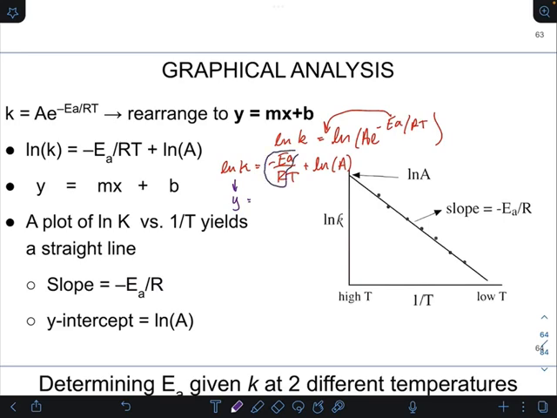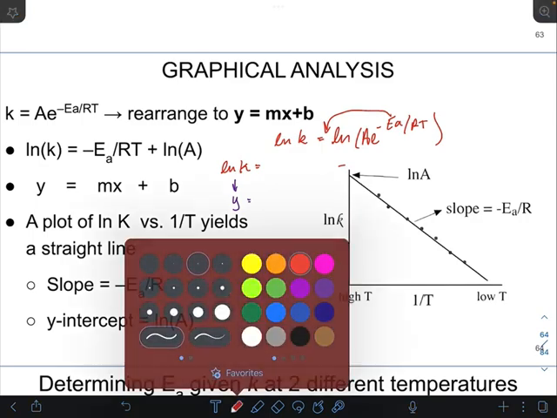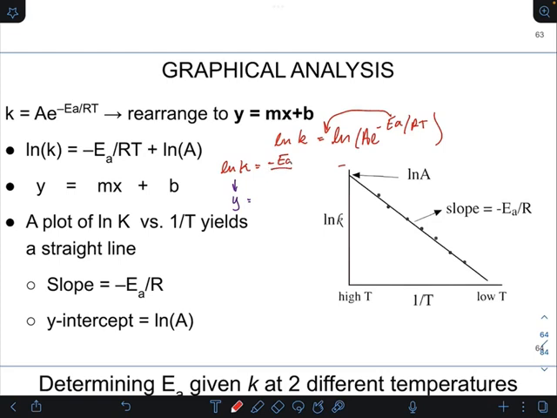Negative Ea is going to be our slope. 1 over T is going to be our x variable, which actually, let's rewrite this to make it a little bit more explicit. Negative Ea over R times 1 over T plus ln A. Okay, so now we can see negative Ea over R is going to be m, 1 over T is going to be x, and then ln A is going to be our plus b.